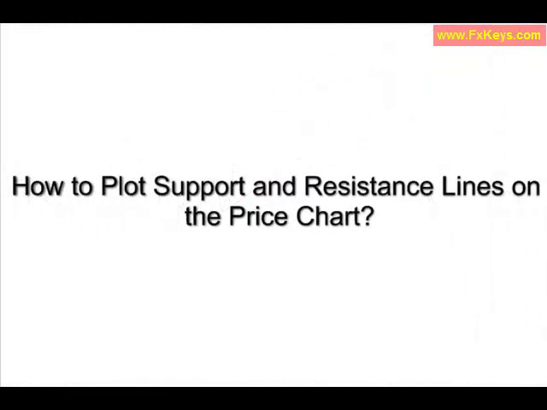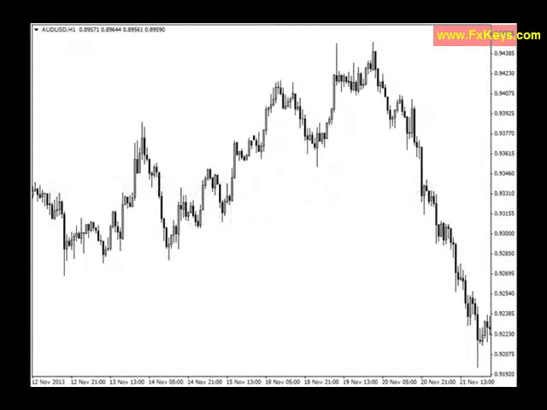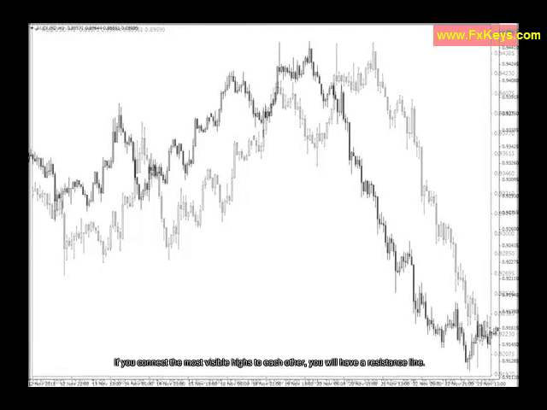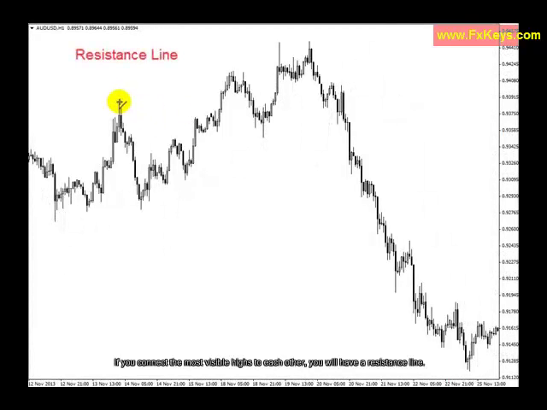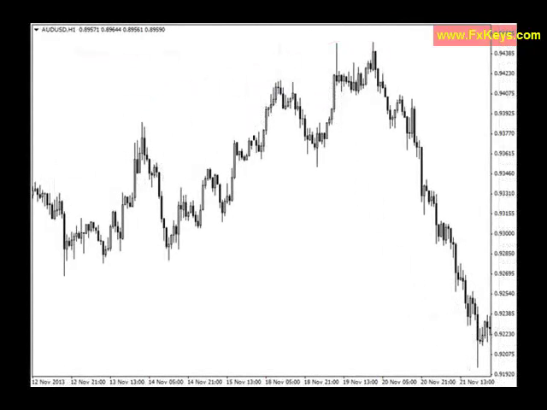How to plot support and resistance lines on the price chart. If you connect the most visible highs to each other, you will have a resistance line. If you connect the most visible lows to each other, you will have a support line.